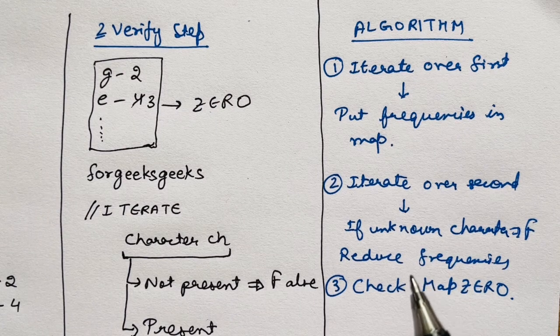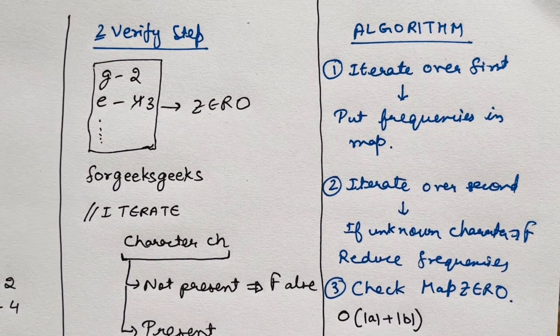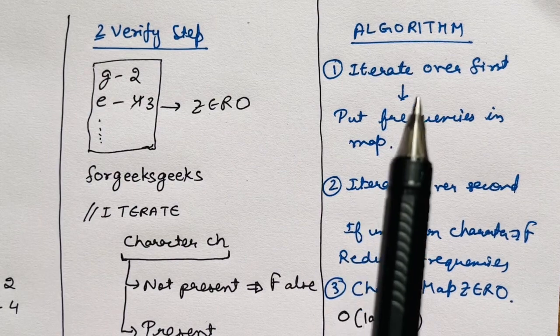And once we are done with all the iterations, we have to check that in the map all the frequencies have now become 0. What is the time complexity of this approach? It will be big O of mod A plus mod B. Why? Because we have to iterate over the two strings. And space complexity will be big O of the distinct number of characters in the first string.